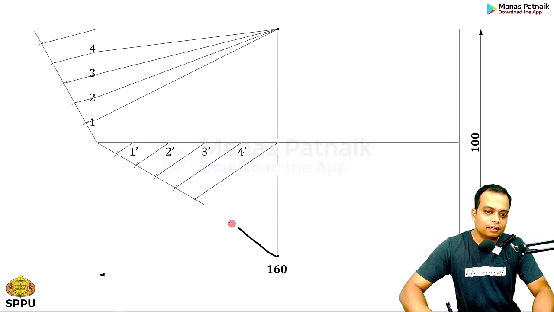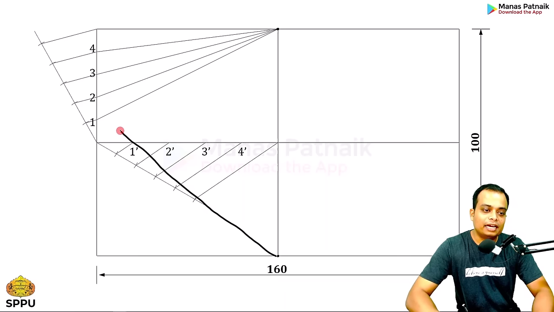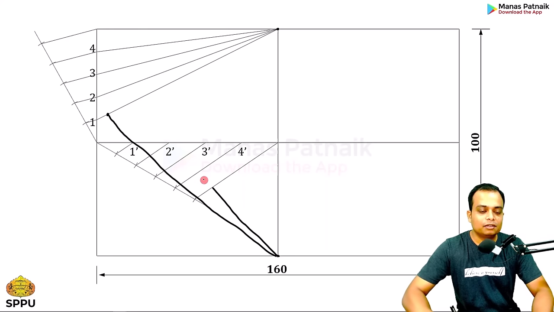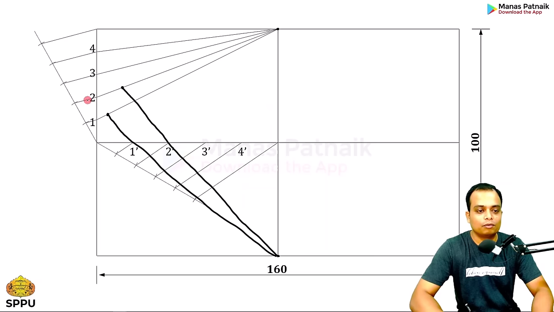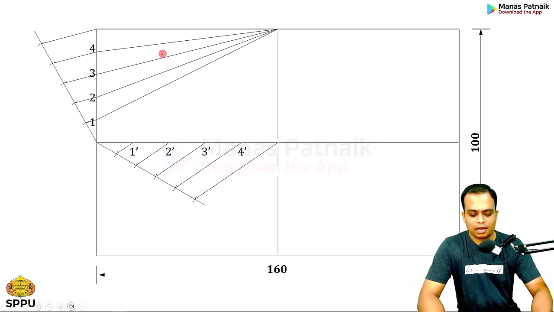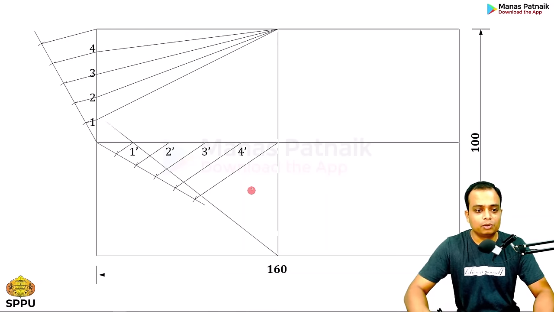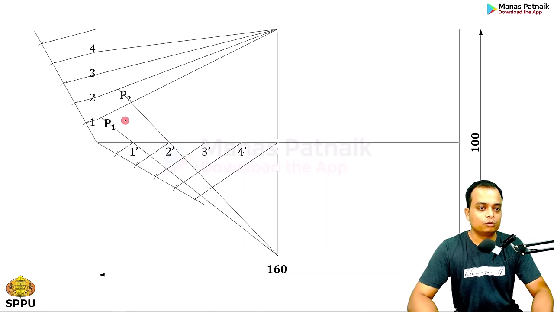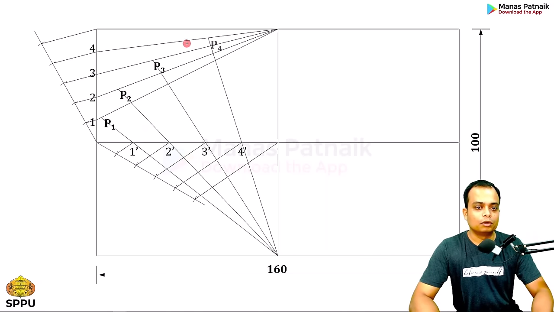You need to pass a line which actually passes through one dash and intersects this line through one. Similarly, pass a line which passes through two dash and it intersects the line which is this two line. Okay, you can also say this is, let's say, the C2 line. In the same fashion, pass a line through three dash such that it intersects the line C3 somewhere here. I am sure that you've understood this. Let me do this. This is going to give you P1. That's P2 for you, that's P3, and that's P4.